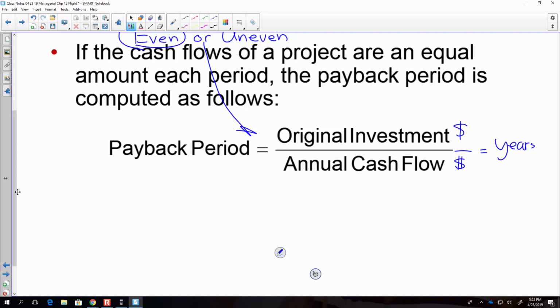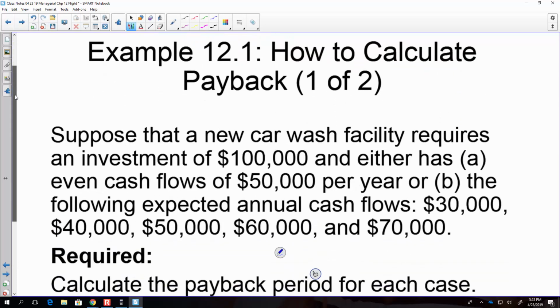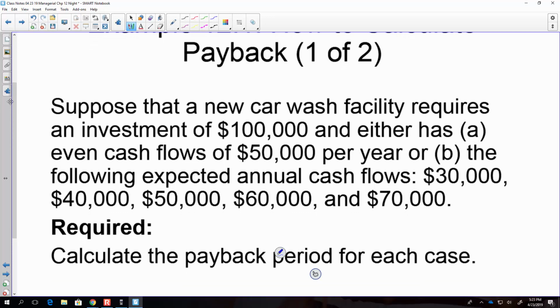So example 1, which begins on page 648, has us do an even cash flow. And the even cash flow is letter A. So here's my even cash flow. This is problem exercise 1, letter A, even cash flow. Here's my investment. It's 100,000. I simply do a division of those two numbers. So how long does it take to pay back that investment? 2 years, right? That's the answer. Payback is 2 years.